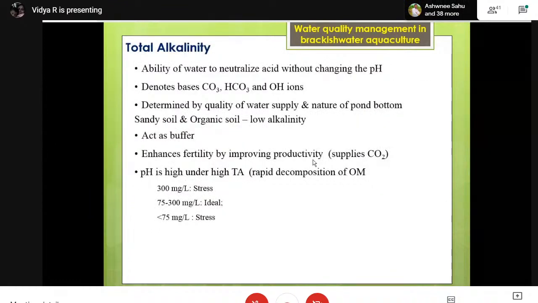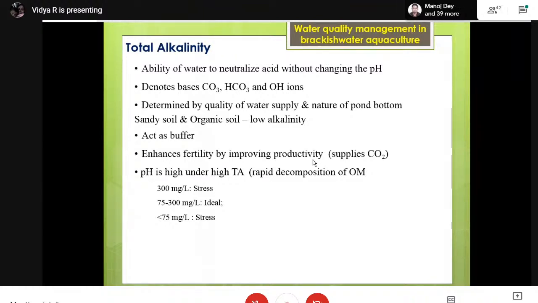And total alkalinity is the ability of the water to neutralize acid without changing the pH. This is the buffering capacity of the water, which denotes the amount of carbonate, bicarbonate, and hydroxide ions present in the water, and is determined by the type of water and the nature of the pond bottom. Sandy soil and organic soil will provide low alkalinity, so it should be taken care of.